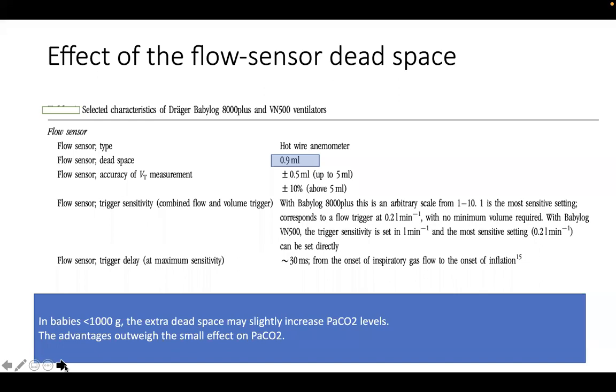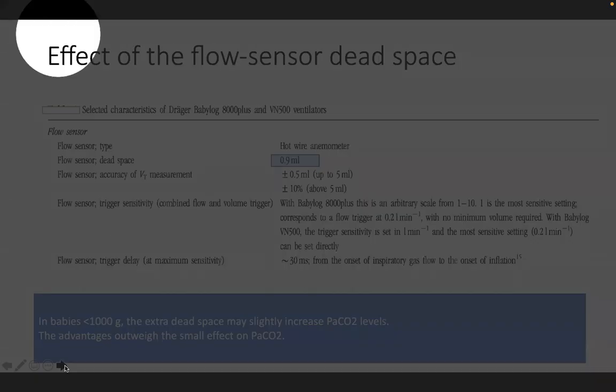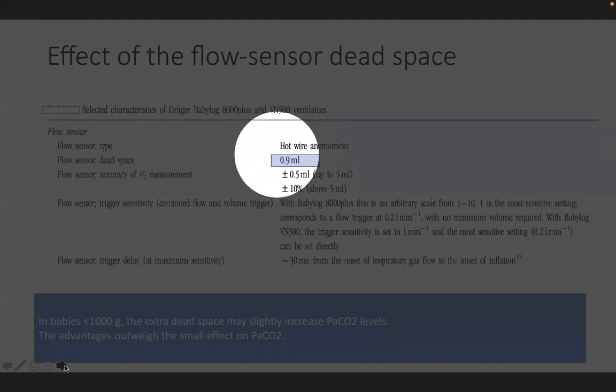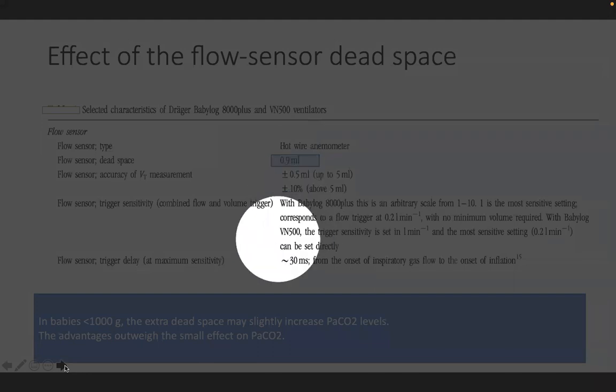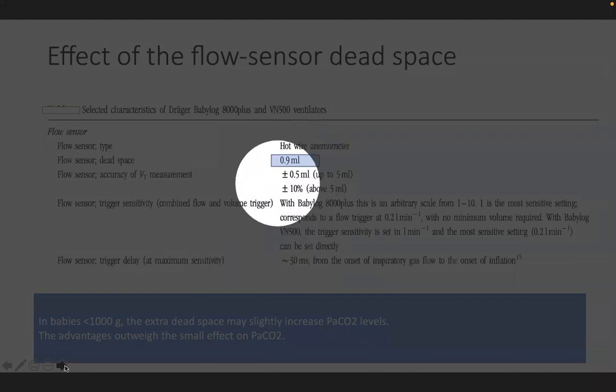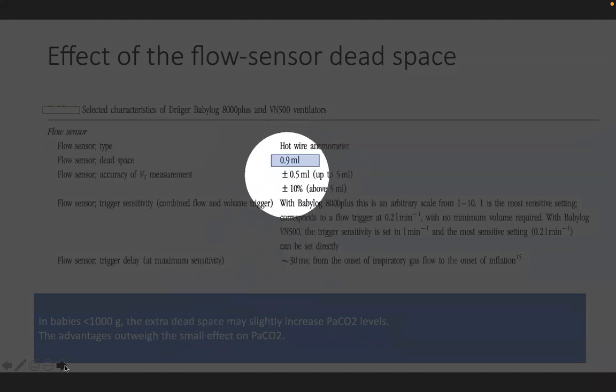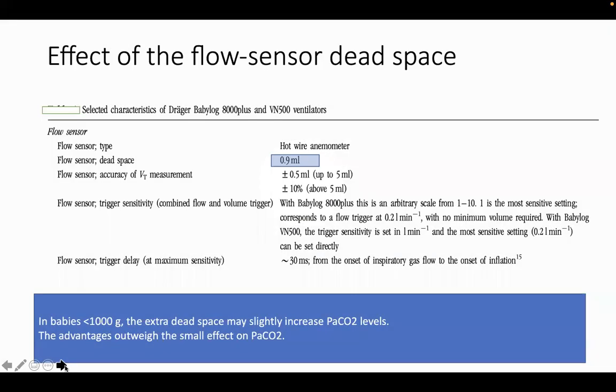So the effect of the flow sensor dead space is also important to consider, particularly in ELBW babies. As can be seen, the volume of the dead space in the flow sensor is around 0.9 ml. This 0.9 ml may not matter in larger babies, but in ELBW babies or small babies, even this small amount may be important, and therefore it is important that we take note of this and increase the set VT accordingly.